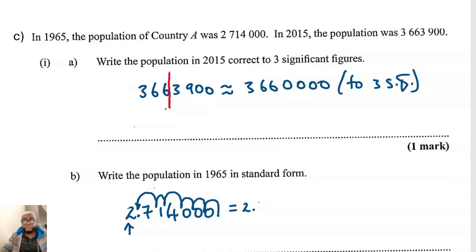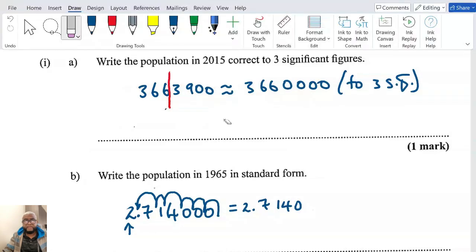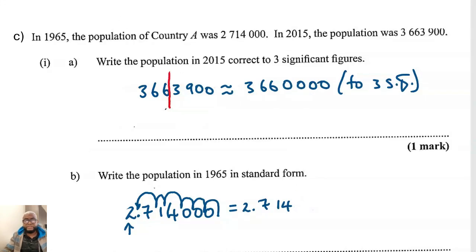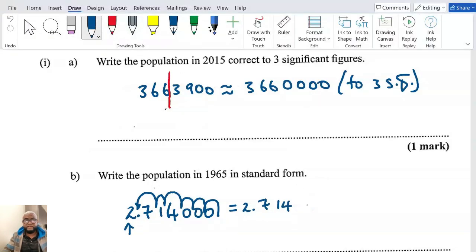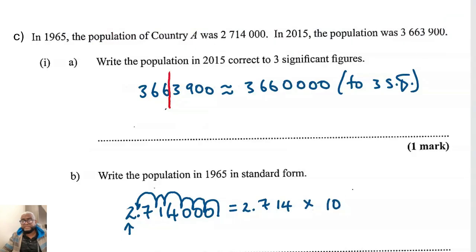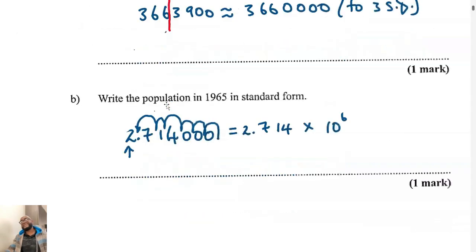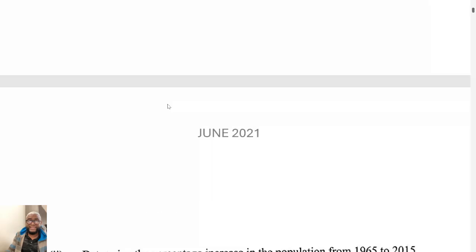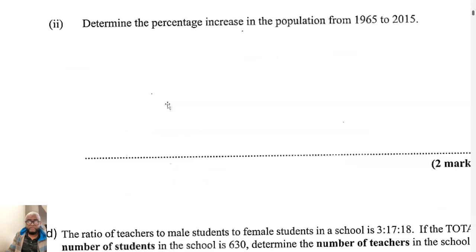So this will be equal to 2.714. Well, you don't need to put these zeros at the end. You can stop at that last digit there. Multiplied by 10 to the power of, how many times did I move my point? 6. When you move your point to the left, the power of 10 will be positive, right? So that there is standard form. 2 marks in the bag.